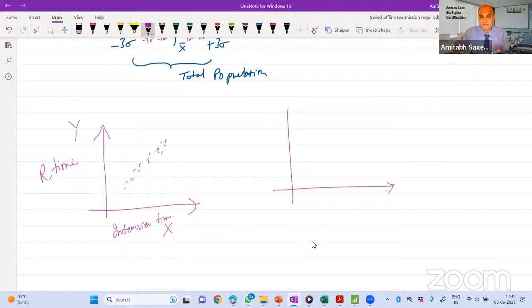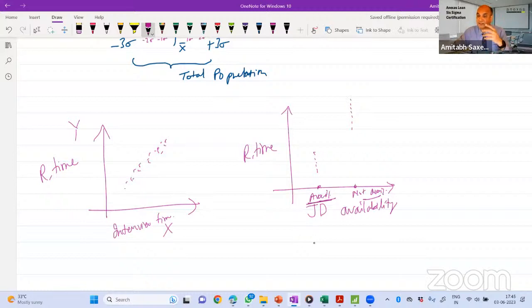And if one is recruitment time, and the other is job description availability: job description is available or not available, which is attribute data, isn't it? Available, not available. It is attribute data, so I cannot make a scatter plot here. When the job description is available, the time taken is less. When it is not available, the time taken is more.